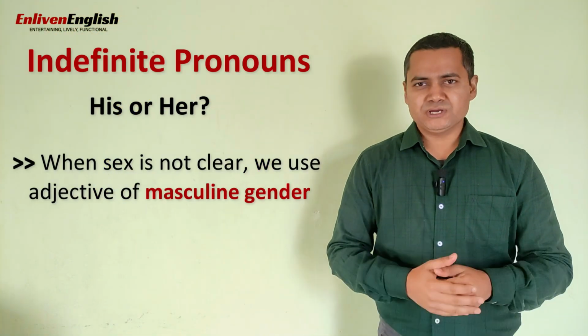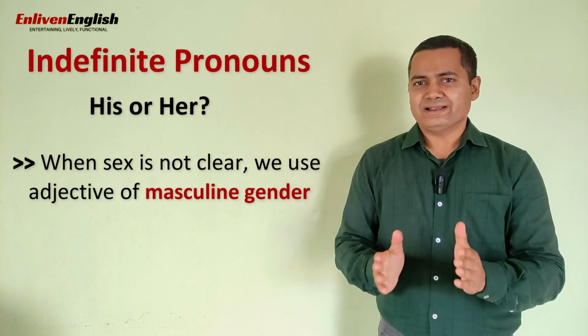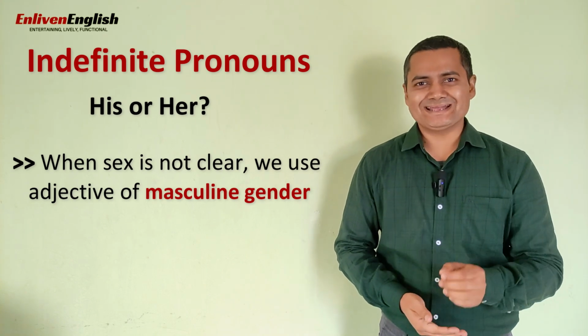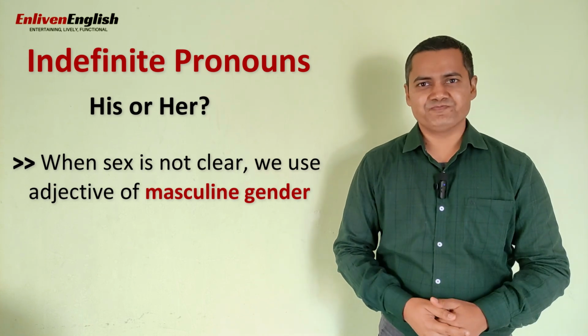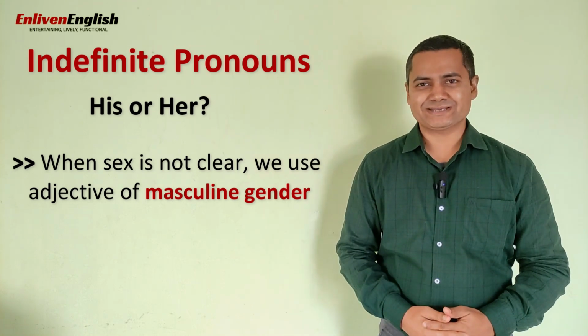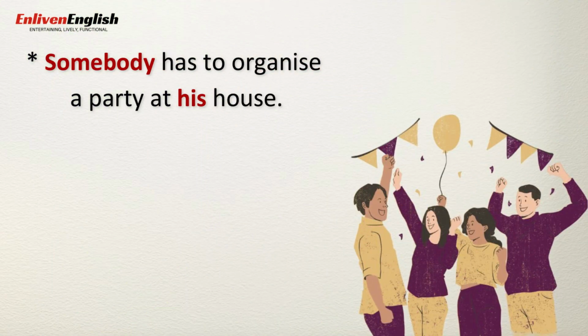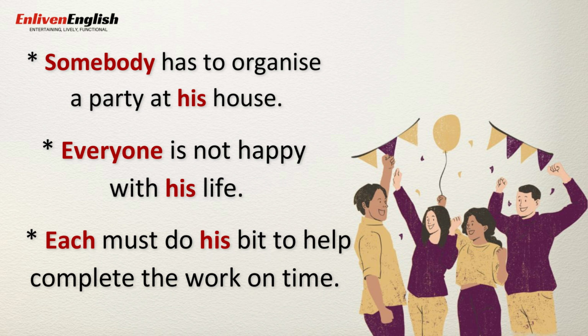In the examples you just saw, it was easier to make a choice as the gender was clear. However, when the sex is not clear, the rule says that we need to go by the adjective of masculine gender. Let's see some examples to understand this. Somebody has to organize a party at his house. Everyone is not happy with his life. Each must do his bit to help complete the work on time.